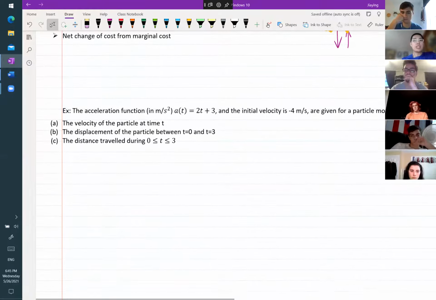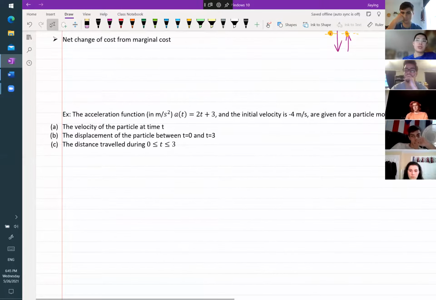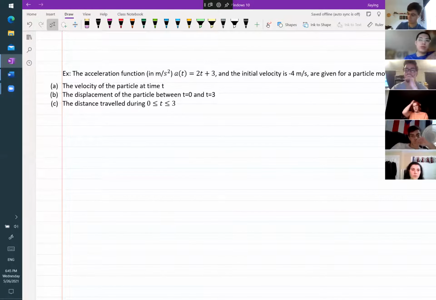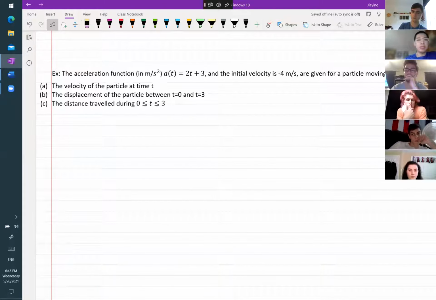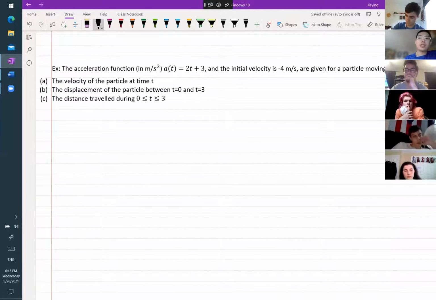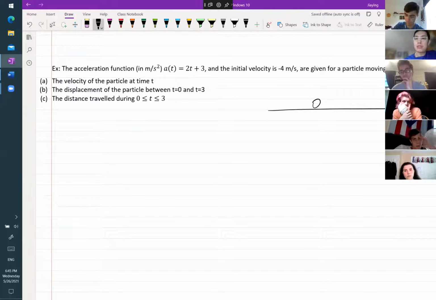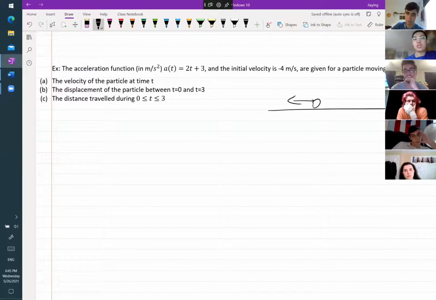I'm going to use one example to hopefully clarify that part. So here's one example. You don't have to copy down the question, this worksheet is available to you on the website. The question says, the acceleration function of some particle that's moving along a line. So here's the line, and there's a particle that's moving either left or right, I don't know, but it's moving along that line horizontally. And we know that the acceleration is given by 2t plus 3. And then we know that the starting velocity is -4.